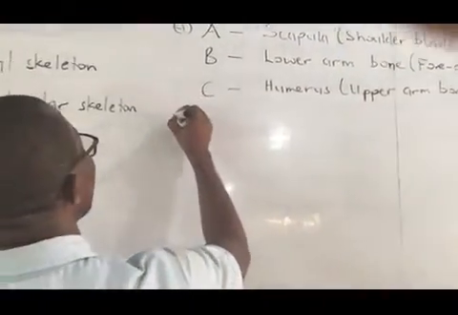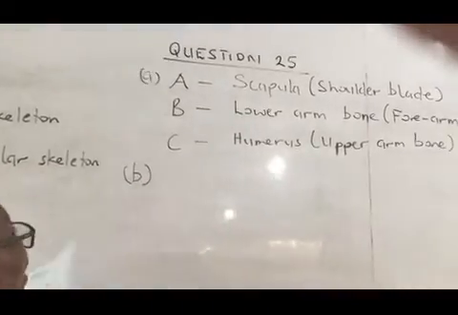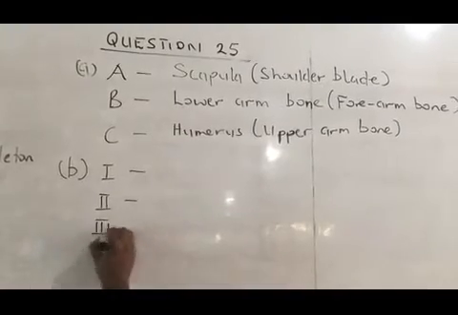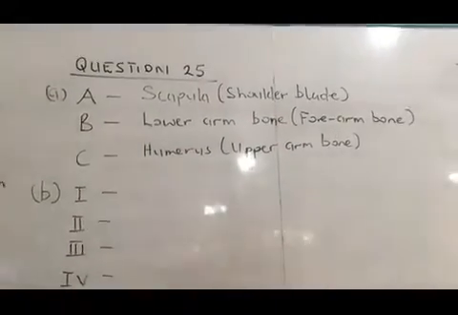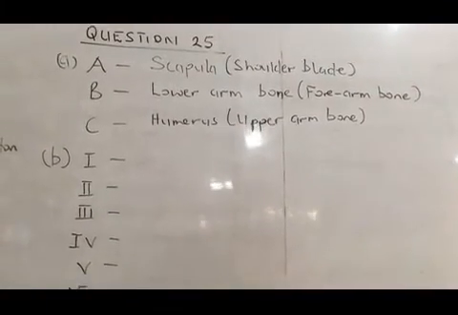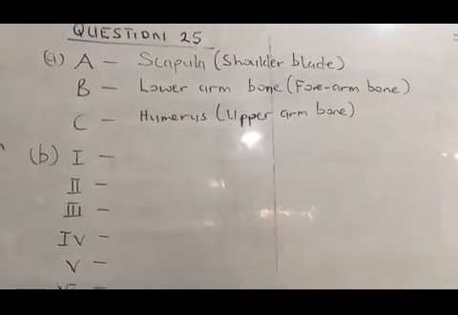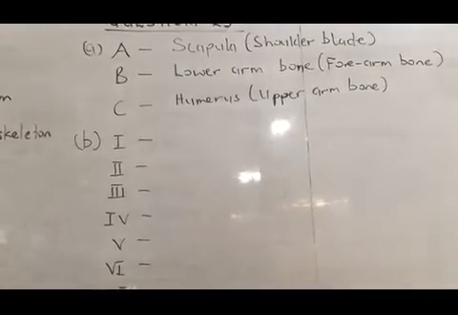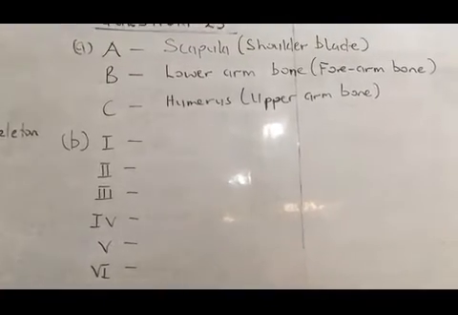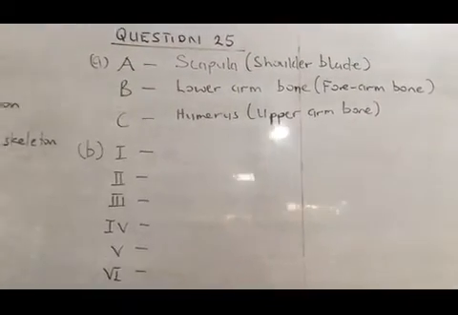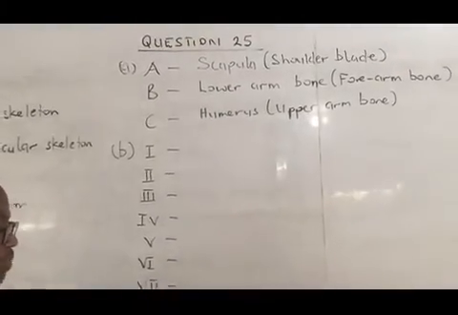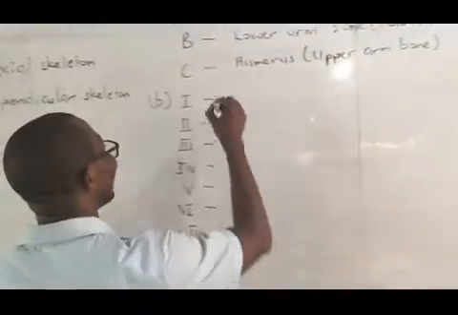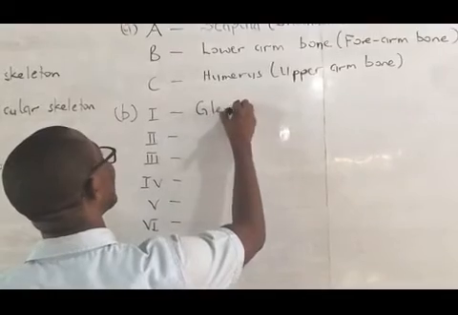Question B is asking us to label the parts from I to VII. The I part, we have the I and I, which are part of the scapula. The I is what we refer to as the glenoid cavity.